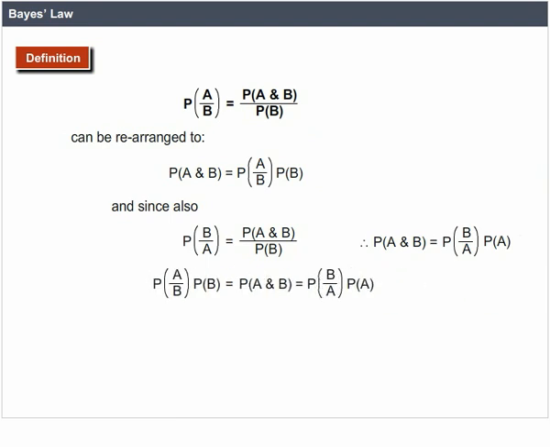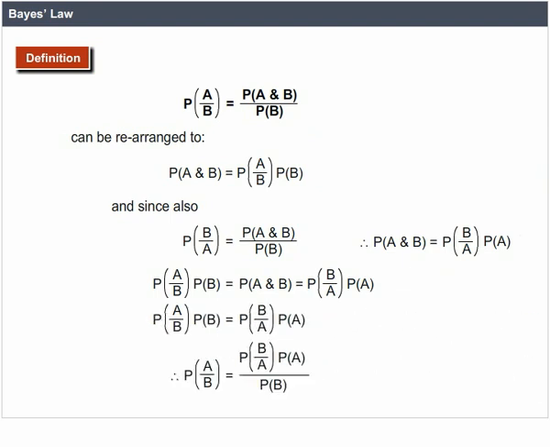P(A given B) times P(B) equals P(A intersection B) equals P(B given A) times P(A). Therefore, P(A given B) is equal to P(B given A) times P(A) divided by P(B).